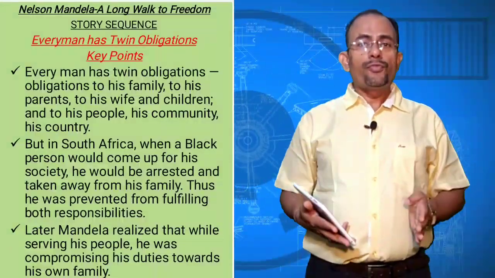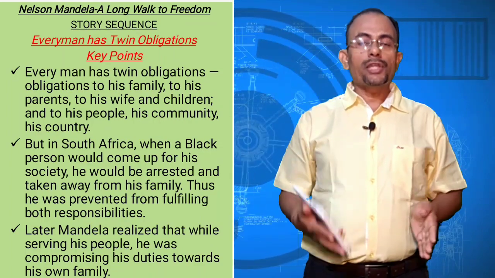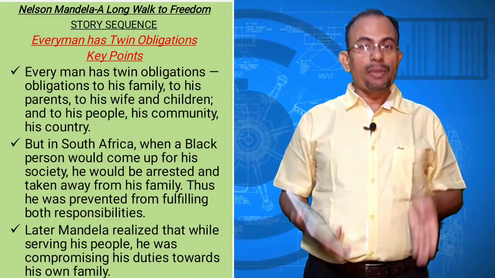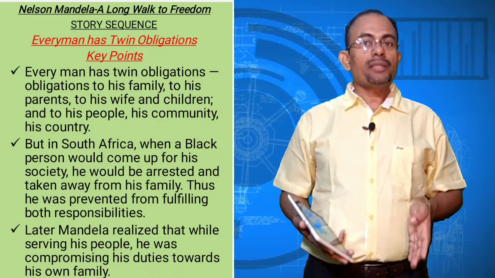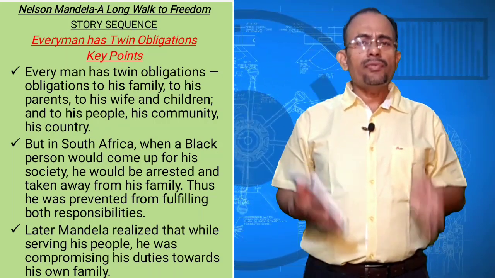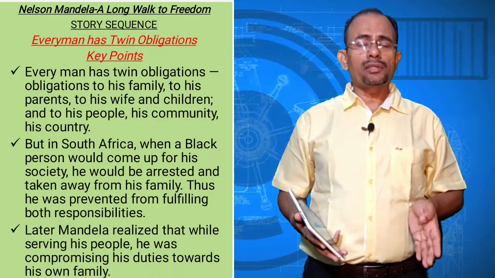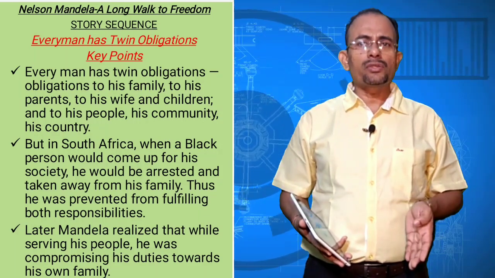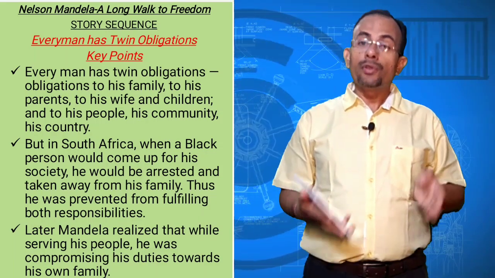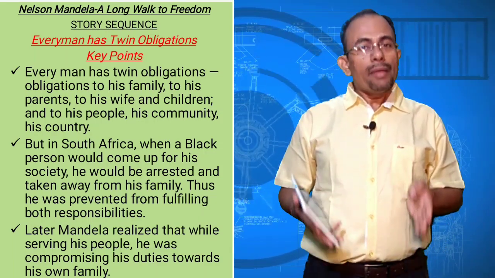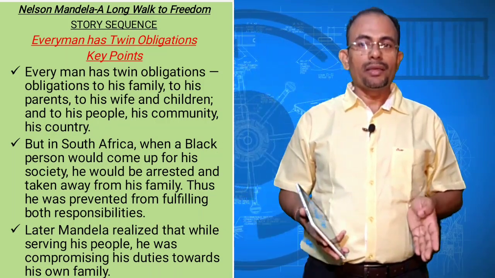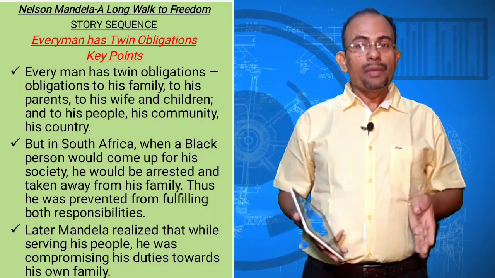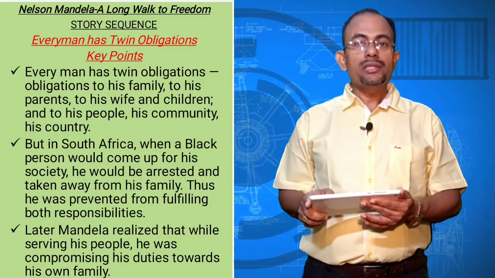Mandela says that every man has two obligations. Obligations to his family, to his parents, to his wife and children, and he has an obligation to his people as well, his community, his country. But in countries like South Africa, it was never so easy. Whenever a person of color, that is black people, would come up for his society, he would be arrested and taken away from his family, thus keeping them from fulfilling both responsibilities. In the beginning, Mandela did not put his people over his family, but it was only later that he realized that in order to be there for his people, he was compromising his duties towards his own family.